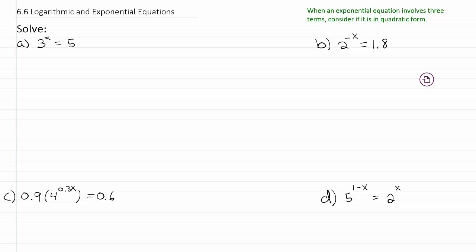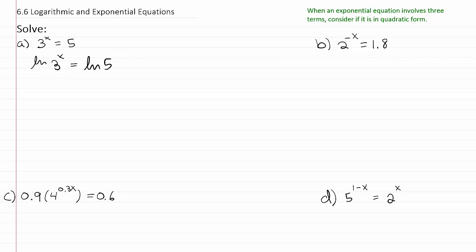For example, if you have e's in the equation, you should probably use the natural log. If you have tens in the equation, then you might want to use the common log because it has base 10. Those kind of tricks are available as well. But for the most part, we're going to use the natural log most of the time, mainly because it's just simple to write, right? So for example, we can do ln of 3^x is equal to ln of 5.